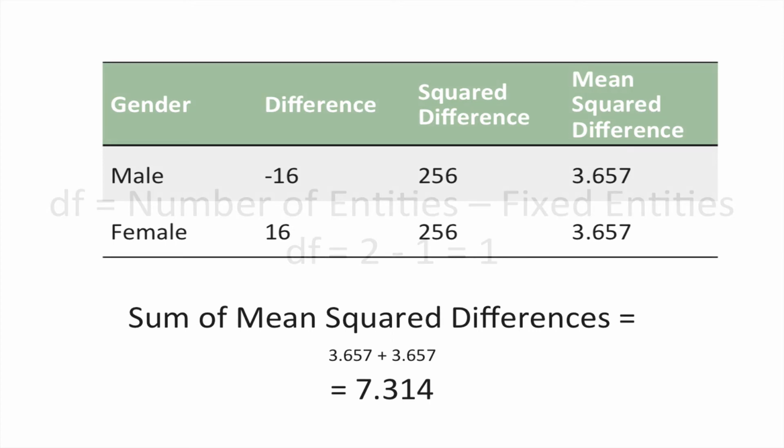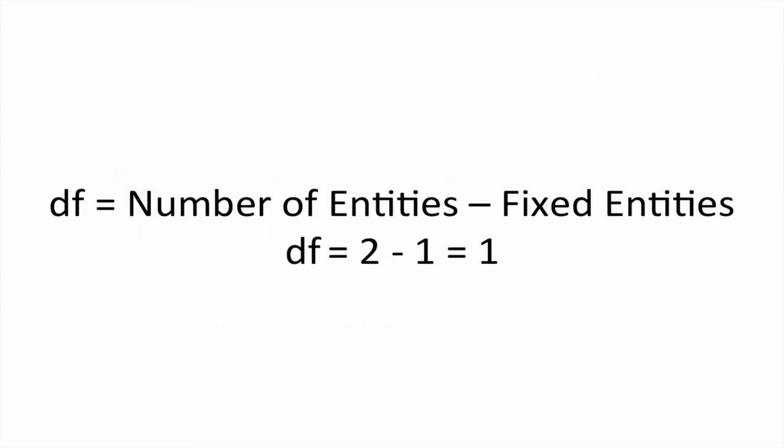But we saw in lots of statistical procedures that in order to be able to look that value up, we need to work out something called degrees of freedom. We saw in previous videos that degrees of freedom is the number of entities that are free to vary, hence degrees of freedom, minus the number of fixed entities, or the number of entities that have to exist.